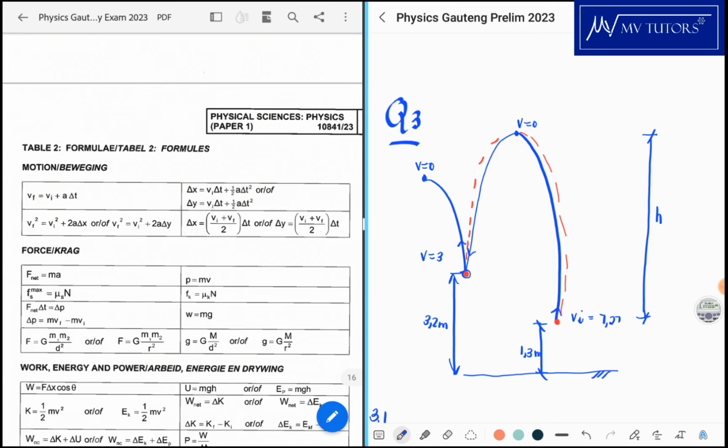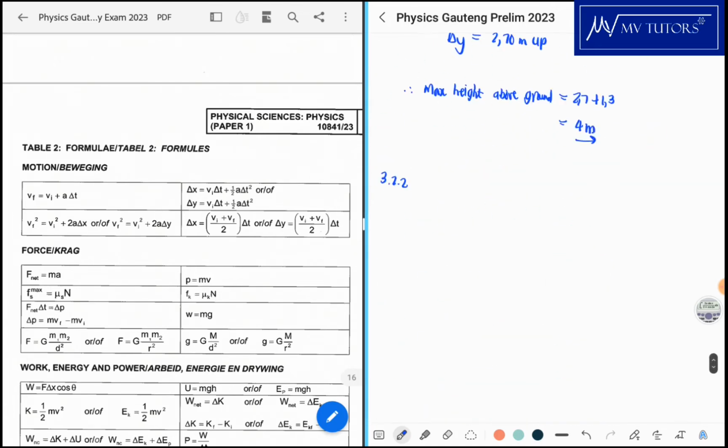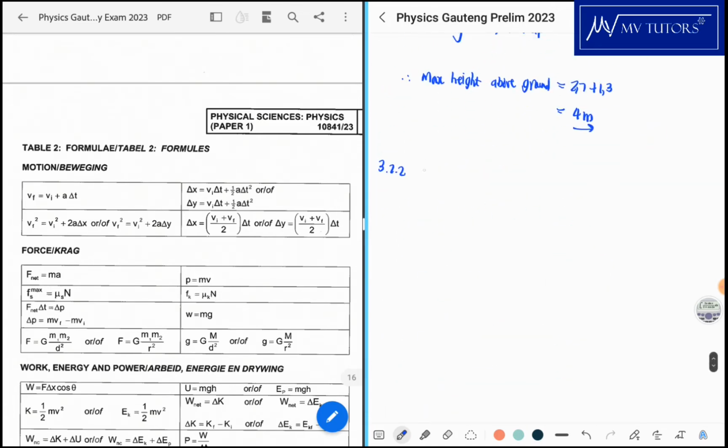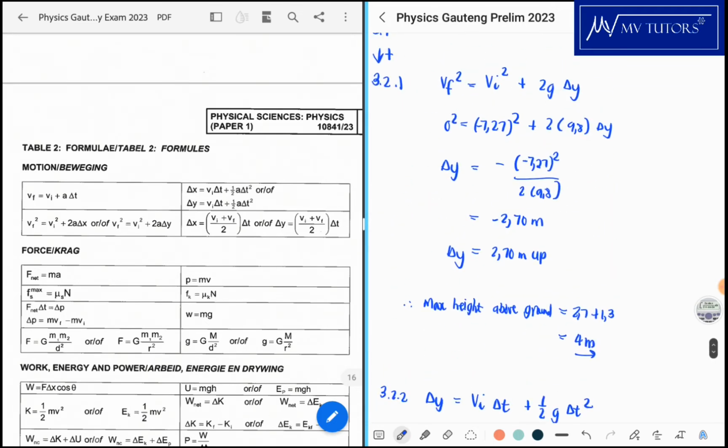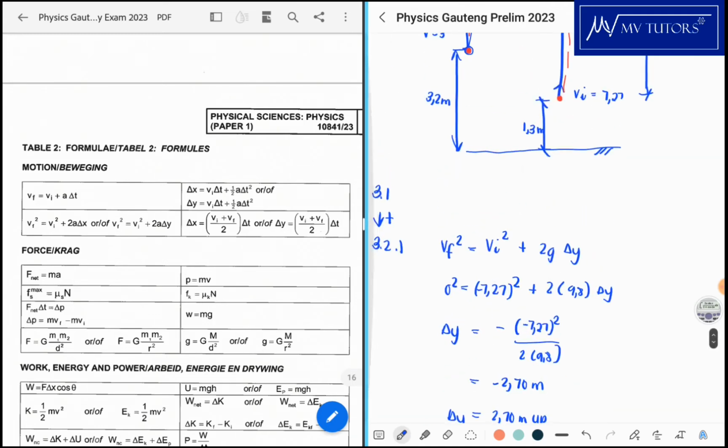equal to initial velocity times time plus a half g delta t squared. Okay, this is the simpler way of doing it, but you must be careful when you calculate your delta y. That would be the trick with this question.